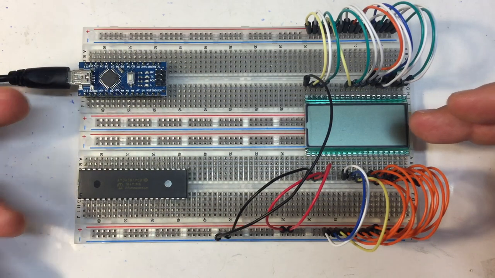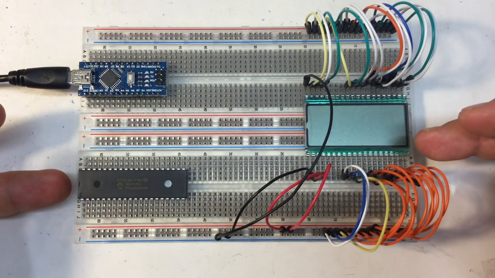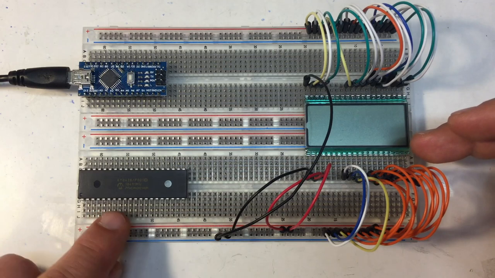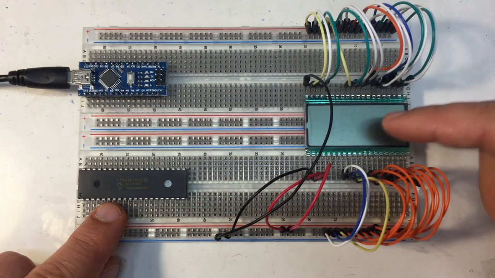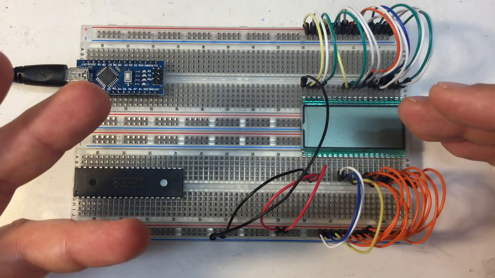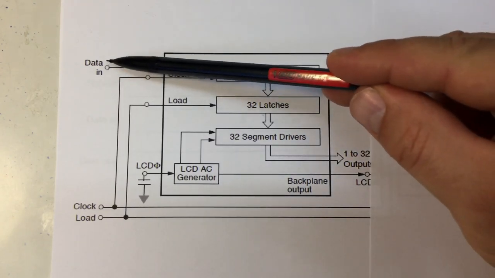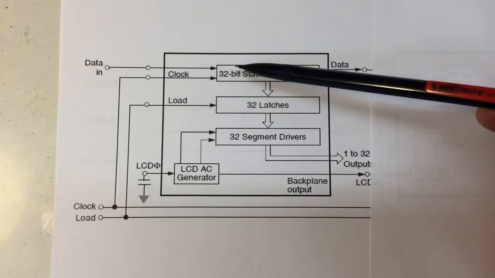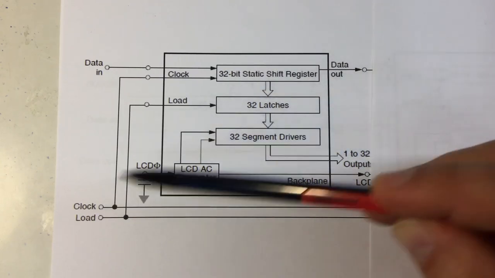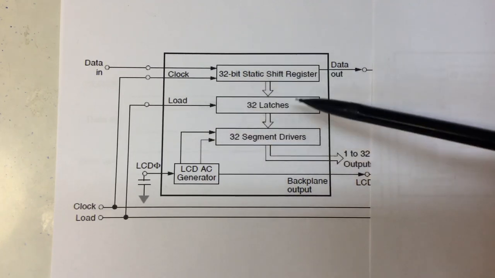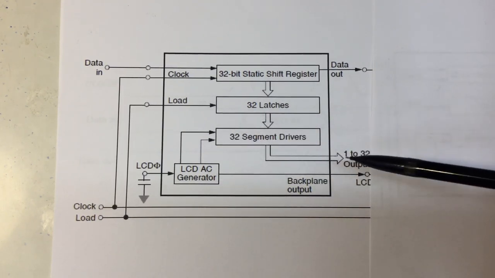But yeah, the idea is the microcontroller has only a few lines to your LCD controller, and the LCD controller does the rest. That is driving pin by pin each segment of the LCD with an AC voltage. So, let's dive in. Inside that LCD driver, you find a 4-byte shift register, which you can load via a data in and a clock line from your microcontroller. And you can transfer the content of that shift register to a 4-byte latch via a load line. And in turn, the latches control 32 segment drivers for your LCD segments.